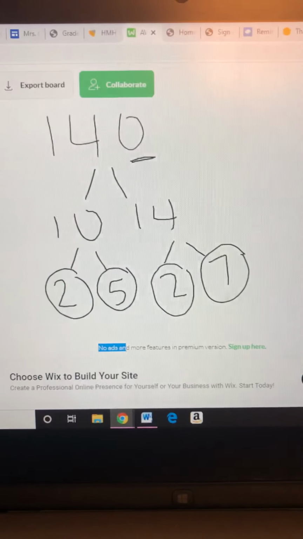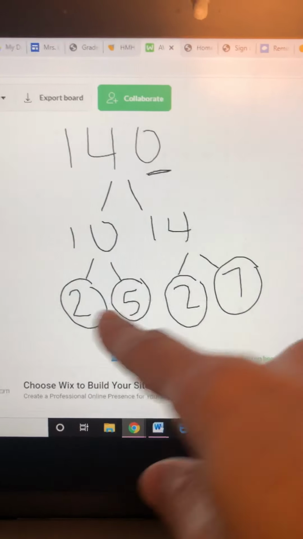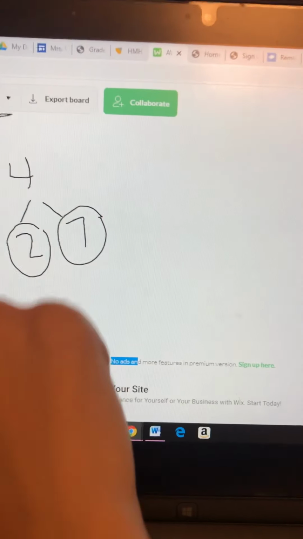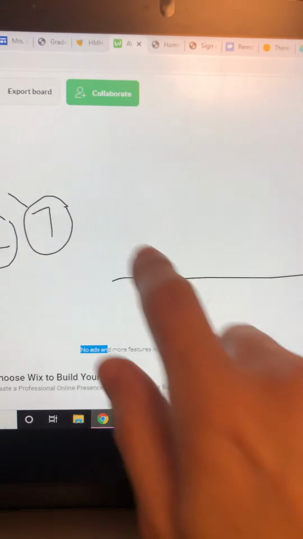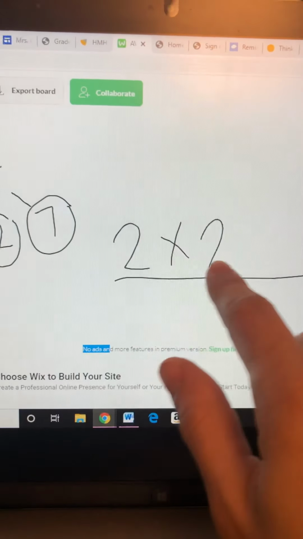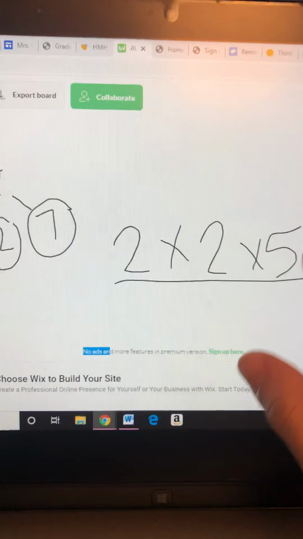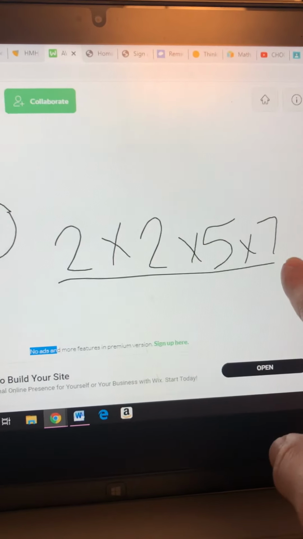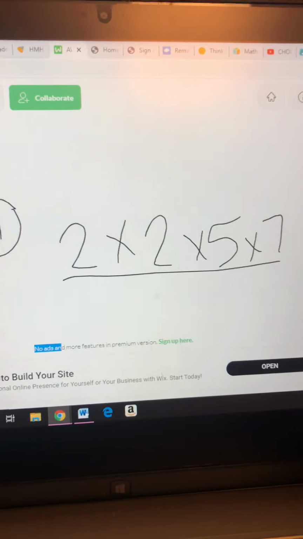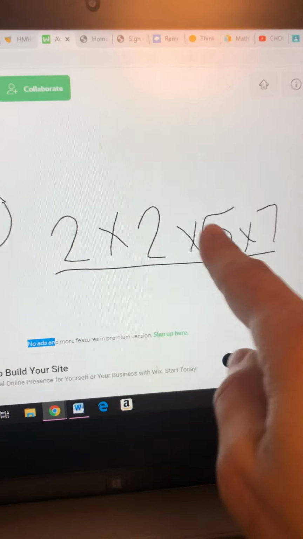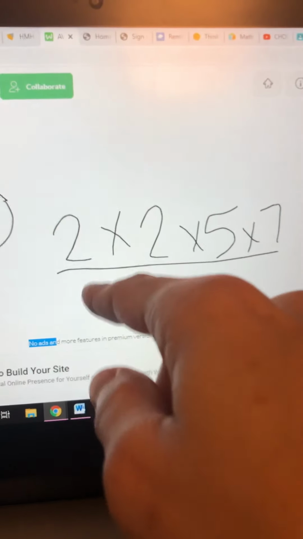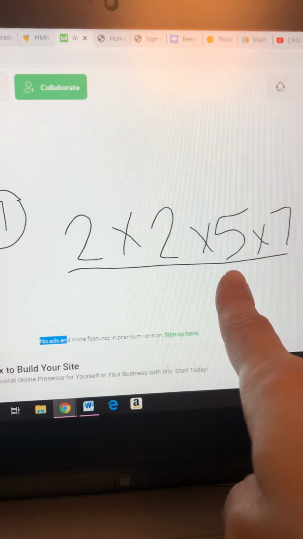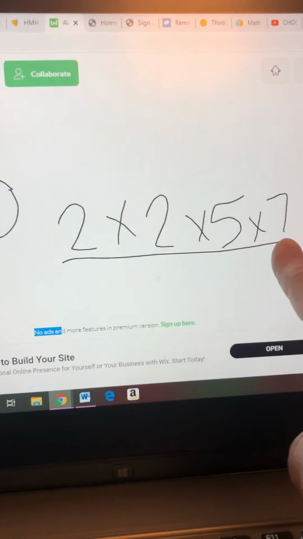Okay, so in our answer, we're going to write these 4 numbers in order from least to greatest. So we'll write 2 times 2 times 5 times 7. Now if you were to actually do the math and multiply these four numbers, you'd get 140, and that's the best way you can check your answer, multiplying these to make sure you get the number you started with. 2 times 2, 4 times 5, 20. 20 times 7 is 140, okay?